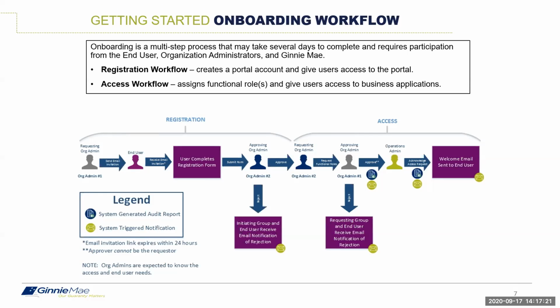So the first thing that you need to know is we talked about a separation of duties. On the far left is requesting org admin number 1. This is the organization administrator who sends an email invitation through the MyGinnieMae portal to an end user. That end user receives the invitation, they complete a registration form, and they send it back through MyGinnieMae.